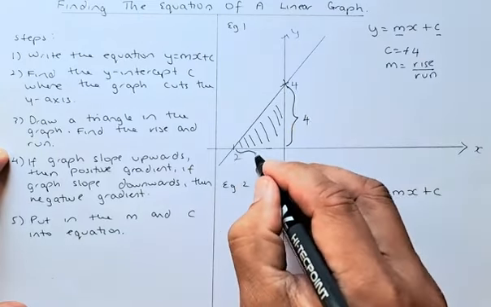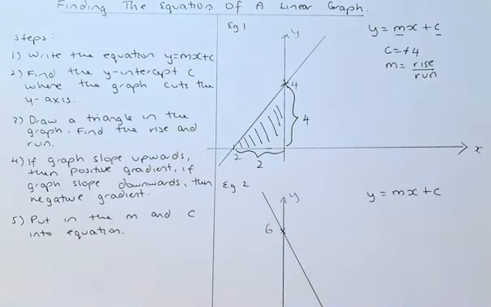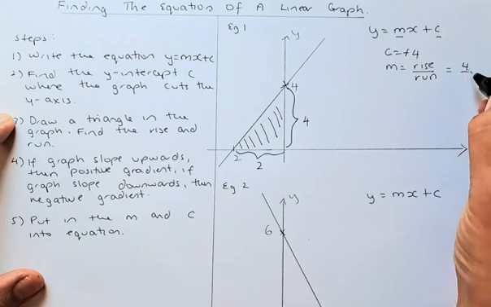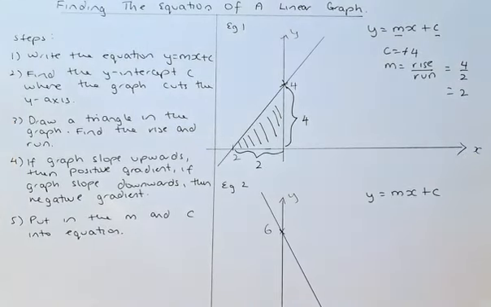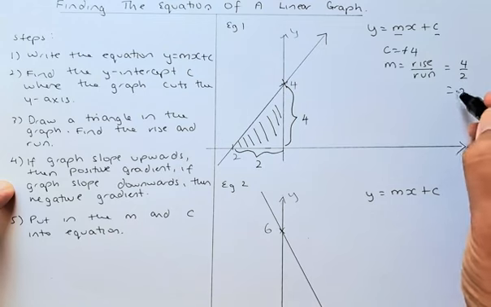And the run is from here to here. 0 to 2 is going to be 2. Don't worry about the negative sign. Then you put the rise over the run as 4 over 2, and that will be 2. Then you need to tell me whether this graph is sloping upwards or downwards. If it's going up, it's a positive gradient.